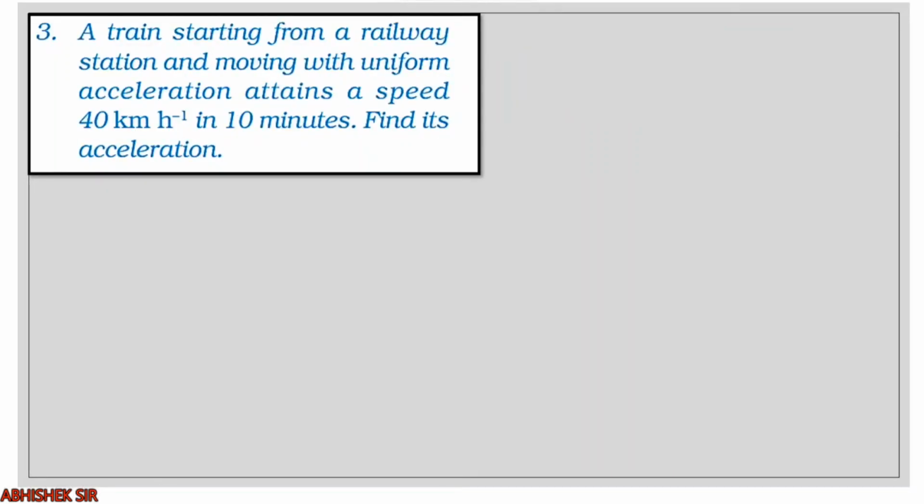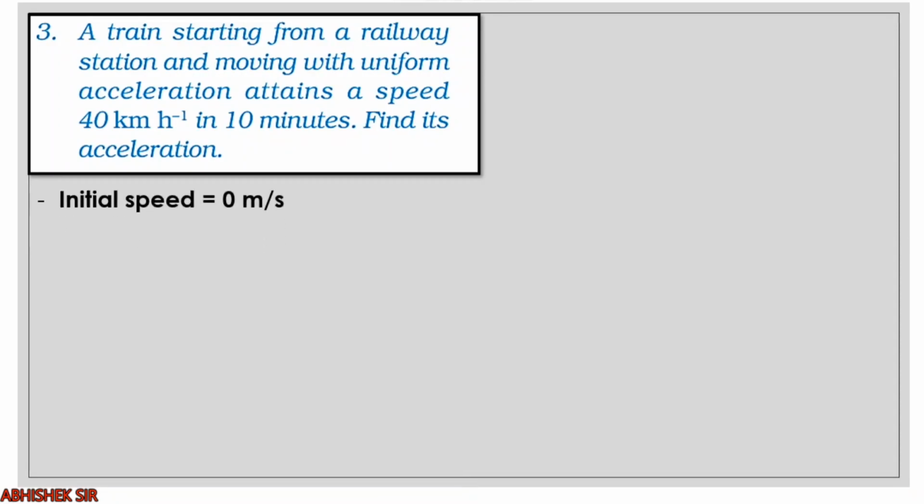The next question. A train starting from a railway station and moving with uniform acceleration attains a speed 40 km per hour in 10 minutes. We have to find out the acceleration. Right? Now all these type of questions will appear very easy if you do two things. The first, you will make a list of given, then you have to remember the formulas. So even though we don't know anything about the solution, let us make the given list.